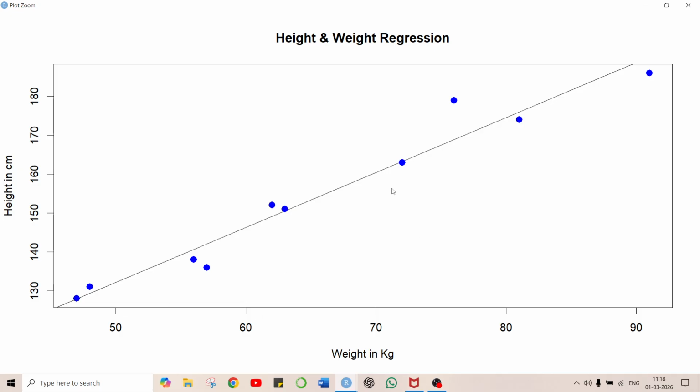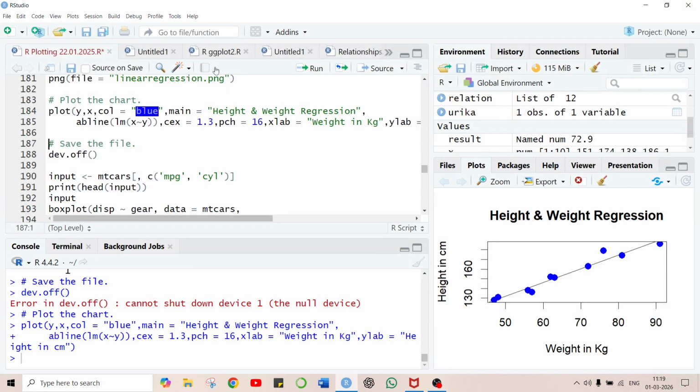Now you see, what is the height at 70 kgs? 160 centimeters. 170 is close to 80. So like that you can predict. This is how you calculate the weight and height regression. It's very, very simple. You need to understand that you are defining Y, you are defining observations of X, you are giving a color, you are naming a title, then abline is your linear regression line in the same plot. So plot is for points, abline is for your regression line.